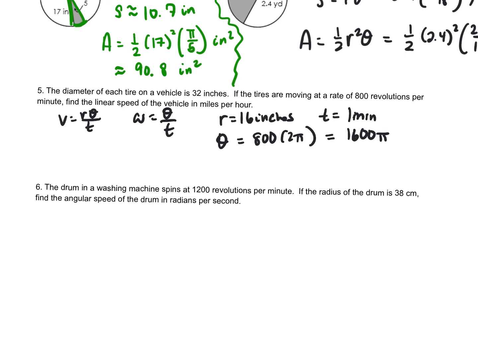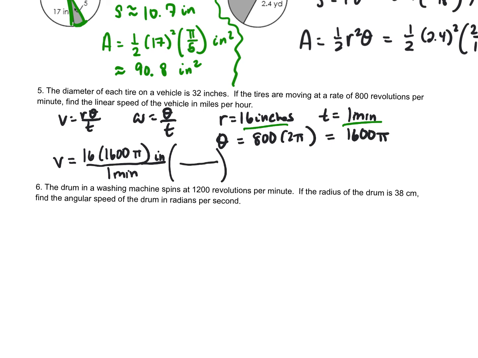So if we look at our units, we're going to be in inches per minute because we have inches for our radius and minutes for our time. So we'll have to do some converting to get it to the correct one. But linear speed is v, so it's going to be r, which is 16, times our angle, which is 1600 pi, divided by 1 minute, and this is in inches. So we're going to have to convert inches to feet, and we're going to have to convert minutes to hours.